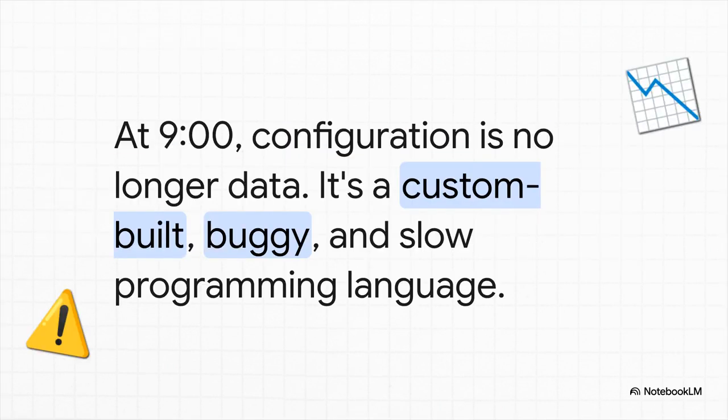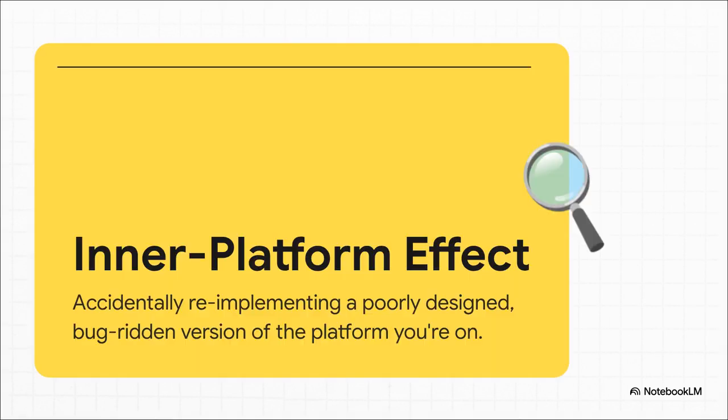And that 9 o'clock mark, that is the absolute tipping point. This is the moment your config stops being simple data and becomes actual executable logic. Your configuration file is now a program, but it's a program with none of the safety nets of a real one. No debugger, no decent testing tools, and forget about documentation. And what's happened here is a classic software trap called the inner platform effect. In trying to be flexible, the team has accidentally signed up for a massive new job, designing, building, and maintaining their very own programming language. And it's almost always a slow, buggy, and poorly designed version of the very tools they were already using.